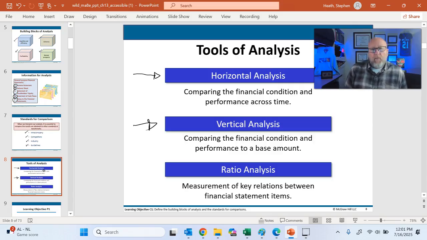And then we have ratio analyses, which are all sorts of different metrics that we calculate using the financial statements. And that is essentially the overview of financial analysis.